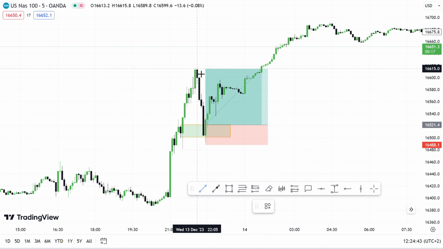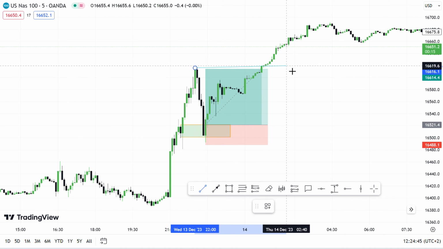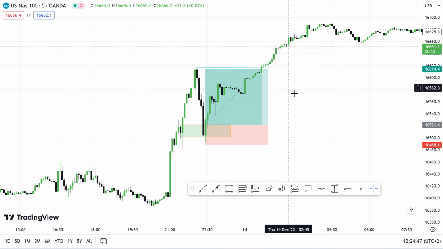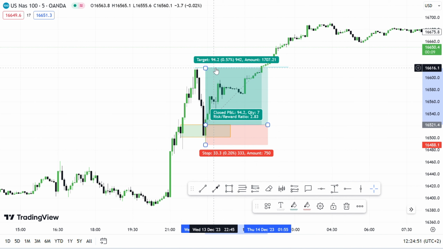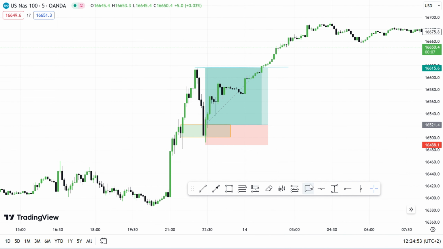I don't really post any profits like that so that I don't discourage anyone on this learning journey. But yeah, it made me 50. Took out this high and it made me 50. So yeah, let's get into it, guys.